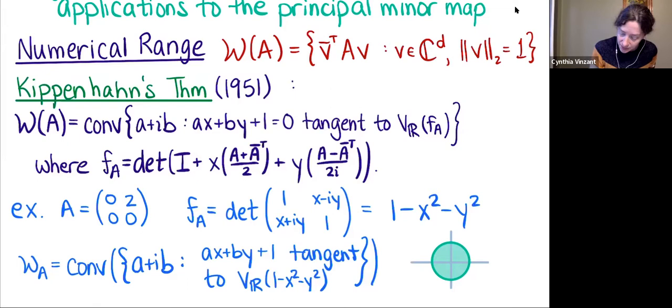And this gives me the numerical range of this matrix. This gives me sort of all the values I get by multiplying A by a complex vector and their conjugate transpose on the other side. And in fact, since the circle is self-dual, the unit circle is also going to be the numerical range of this matrix.